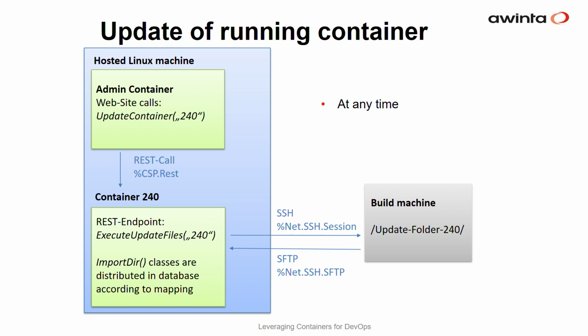So if one developer says, I had a pull request with 3 new classes, and if you want to have them in your container, you can click on Update Container, and the other developer might run this update method and has the new files inside the corresponding container in a few seconds.